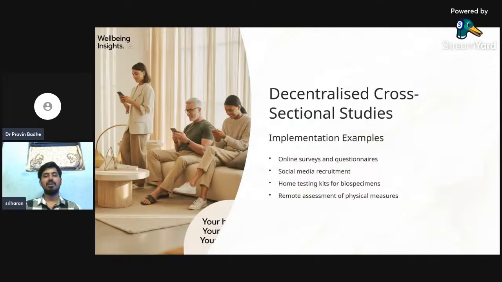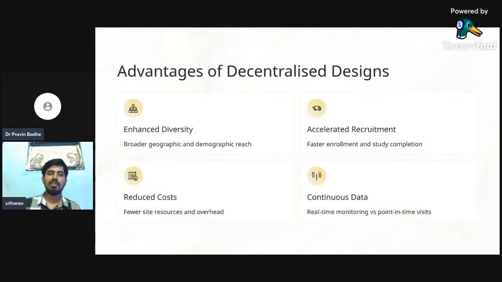Remote access of physical measures: we remotely access them by putting on a sensor or a watch. It measures height and weight automatically, so the physical measurement is done by remote technology. These are the advantages. We can reach a broader geographic location and reduce cost. It is cost efficient, and we can recruit more population. Accelerated recruitment takes place. Continuous data, because we are doing our day-to-day life in the current scenario, so continuous data is collected.